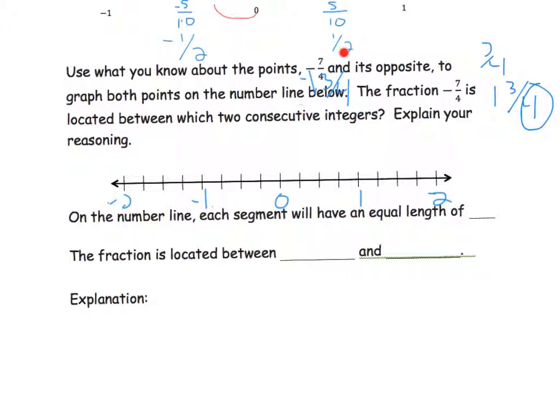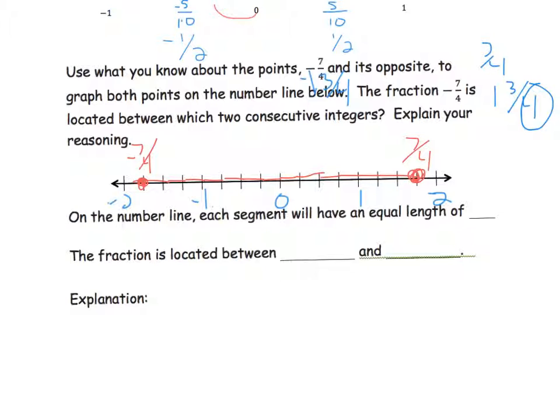So -7/4, -1/4, 2/4, 3/4, 4/4, 5/4, 6/4, 7/4, which is the same thing as negative 1 and 3/4. So I'm going to place a point there, and I'm going to name it -7/4, and it is 1, 2, 3, 4, 5, 6, 7 hash marks away, so I need to go the same distance over here to the right. 1, 2, 3, 4, 5, 6, 7. I'm going to put a hash mark, and that is the positive 7/4, which is the opposite.